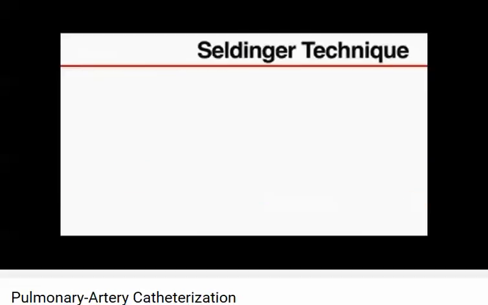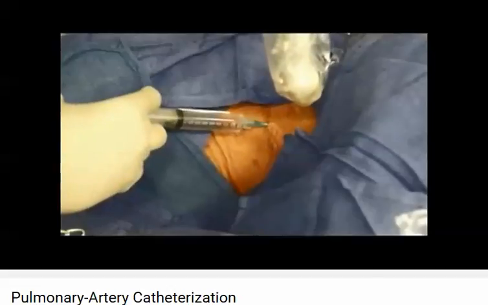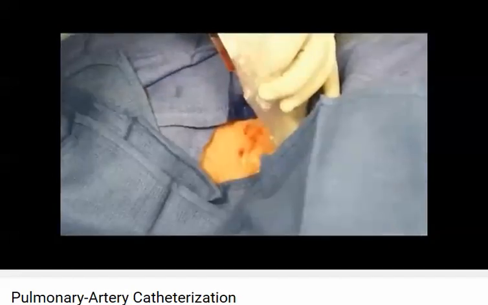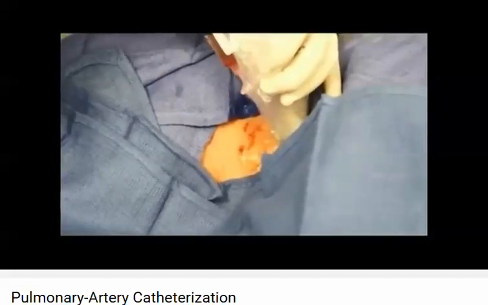You will approach the central vein using the modified Seldinger technique, which involves accessing the vein with a needle, passing a guide wire through the needle, and then introducing the sheath into the vein over the guide wire. To begin, use the 25-gauge needle to infiltrate the skin with lidocaine. Next, advance the 18-gauge needle toward the vein while applying negative pressure to the syringe.